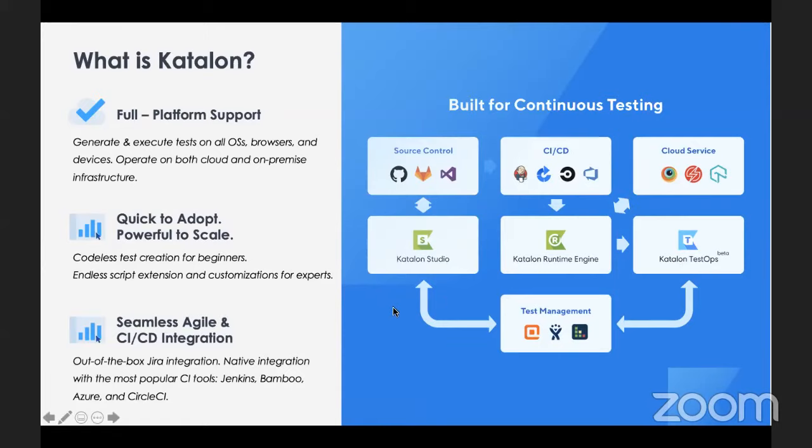So we have full platform support. You can run Katalon on Mac, Linux, and also Windows. We have support for not only web but also mobile, API, and desktop testing as well. Desktop testing is a new feature in our Katalon 7.